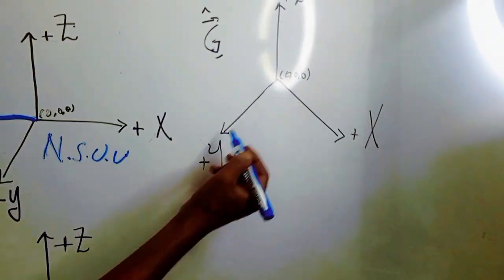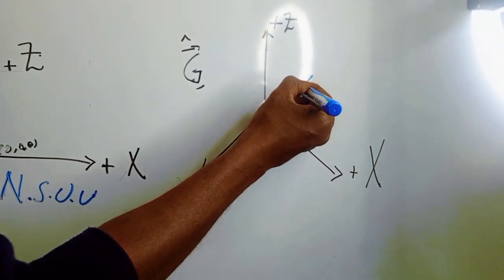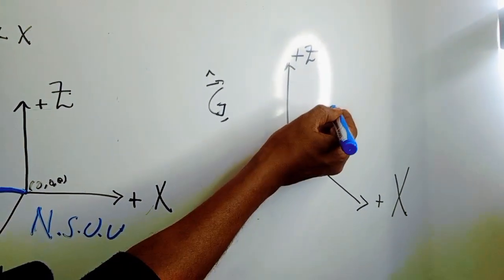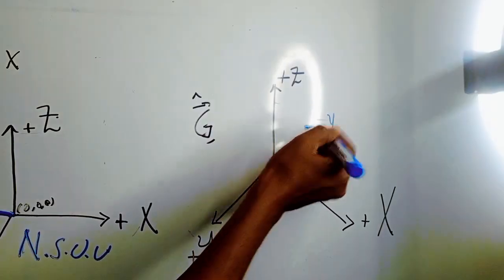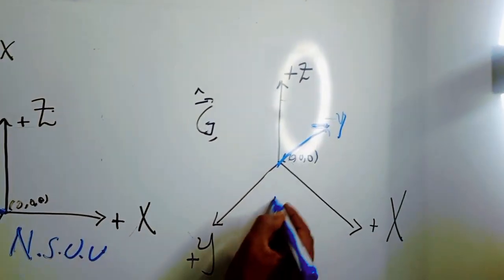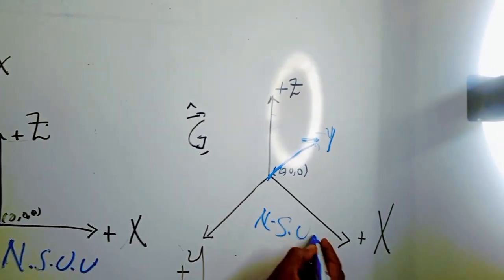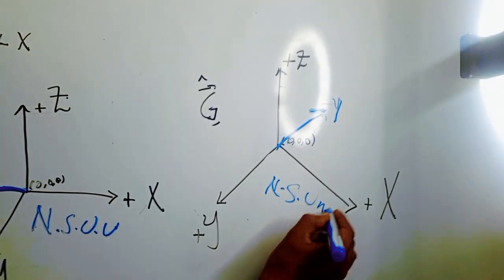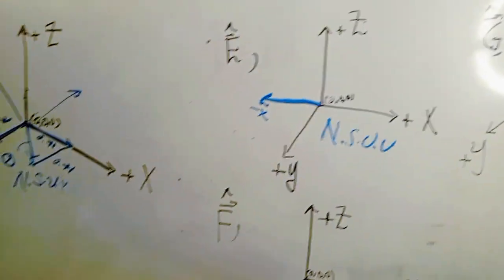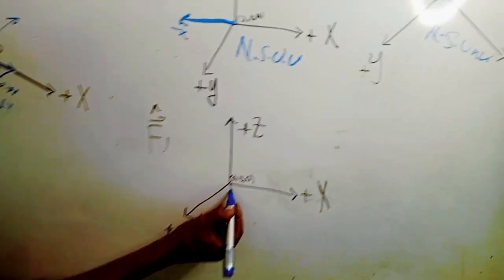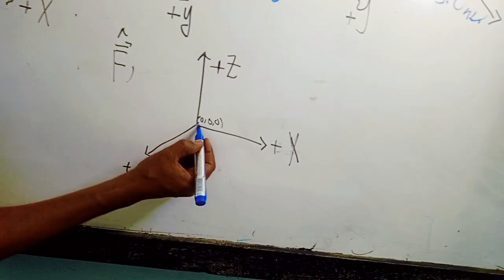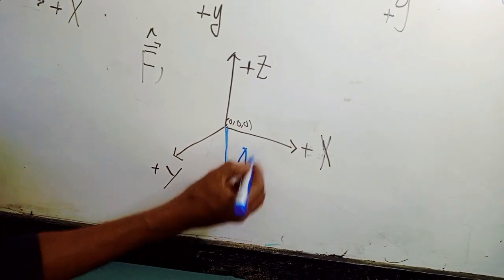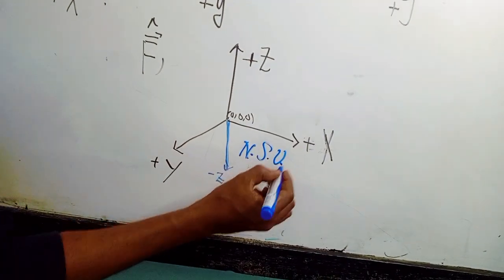So for F, it lies along the negative y-axis. The magnitude lies along the negative y. So this is a non-standard unit vector. For G, the same. It lies along the negative z-axis. The negative z-axis is this one. So this one is also a non-standard unit vector.